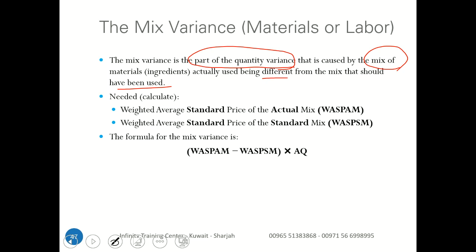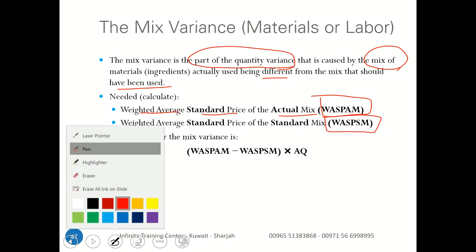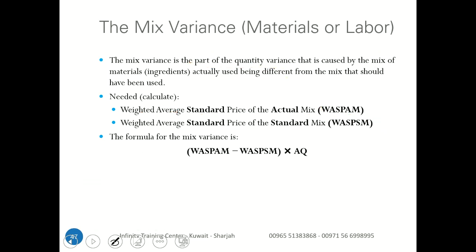So the mix is different. To calculate the mix variance, we have to calculate something called weighted average standard price of actual mix, or in short WASPAM, and weighted average standard price of standard mix. We have to find this out. Actually, what we are trying to find here is the standard price of the actual mix and the standard price of the standard mix, but we are taking the weighted average. Then we will multiply that with actual quantity.